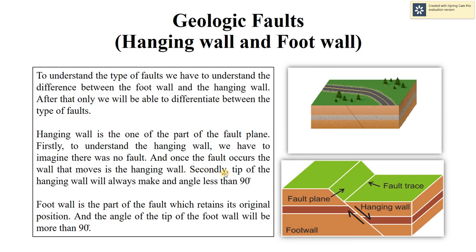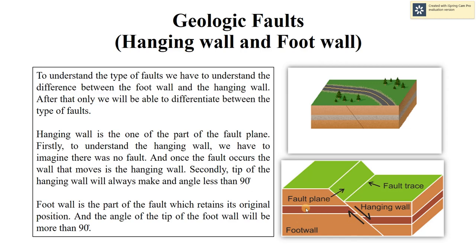And the second characteristic is this angle over here at the hanging wall, which will always be less than 90 or 90. Rarely it will be 90, but mostly it will be less than 90. And the angle over here at the tip of the footwall will always be greater than 90. So less than 90 is the hanging wall, greater than 90 is the footwall.